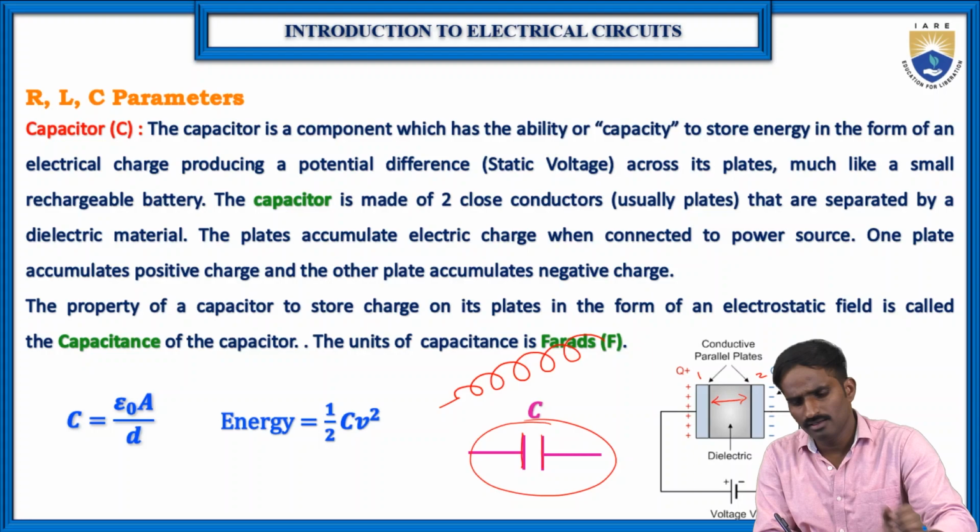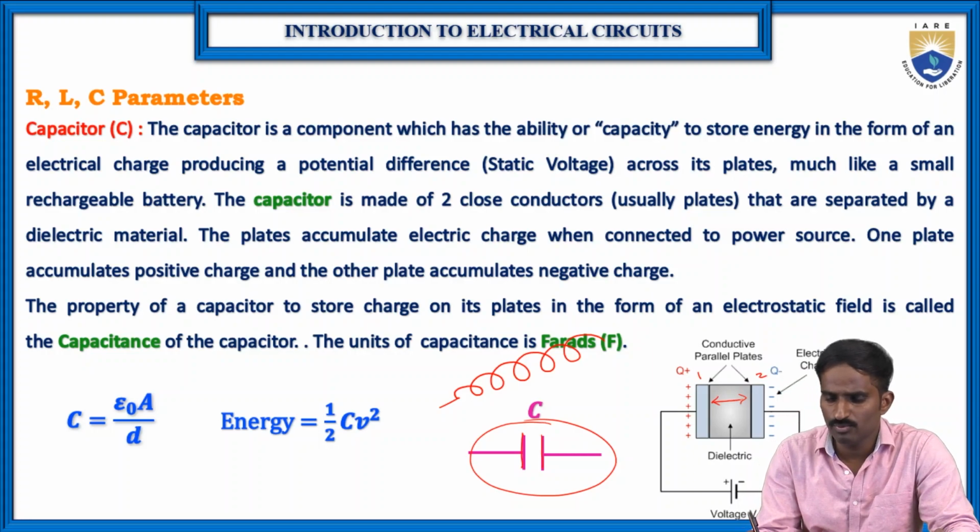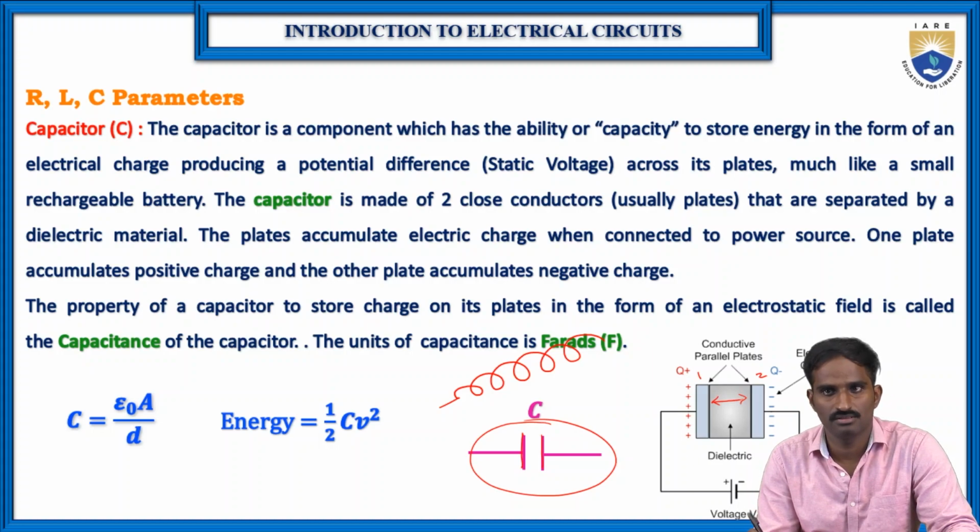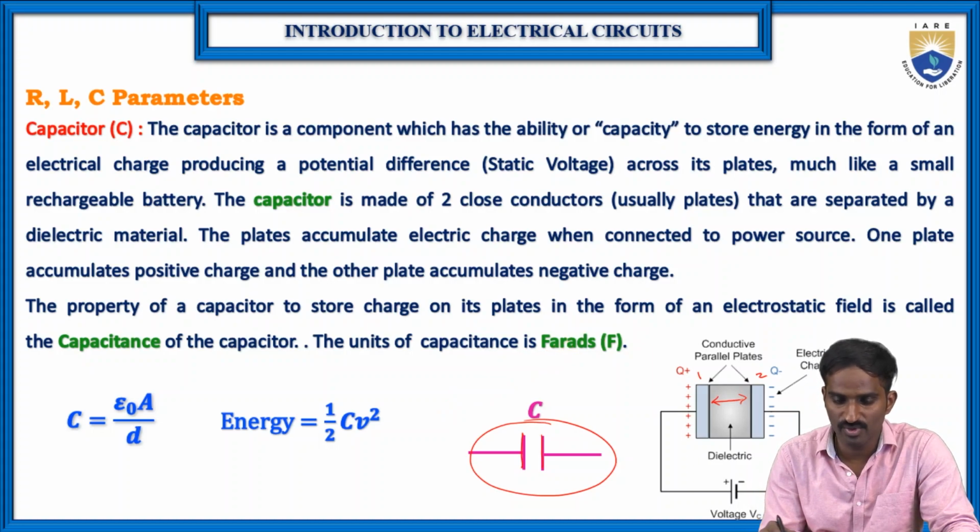Of course, if one plate of the capacitor has positive charge, then the second plate will have the negative charge. And this is measured in terms of the capacitance, and the unit for the capacitance is Farads. So we simply represent it in terms of F.